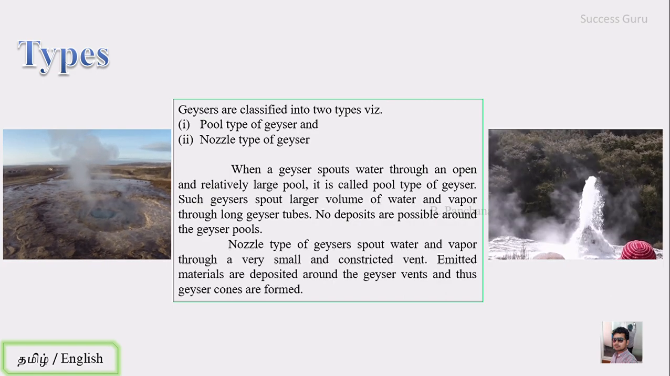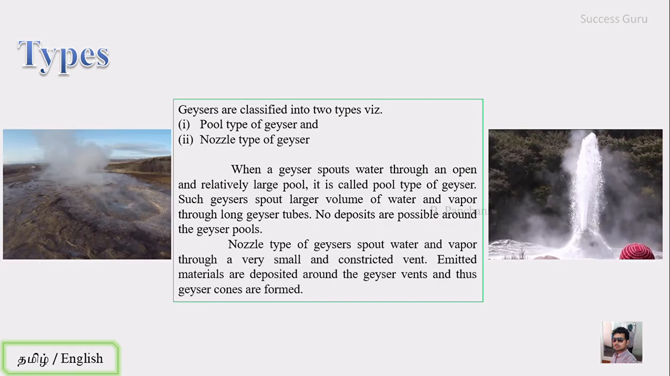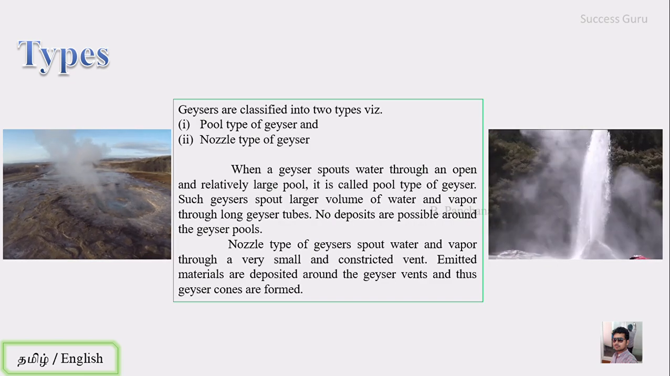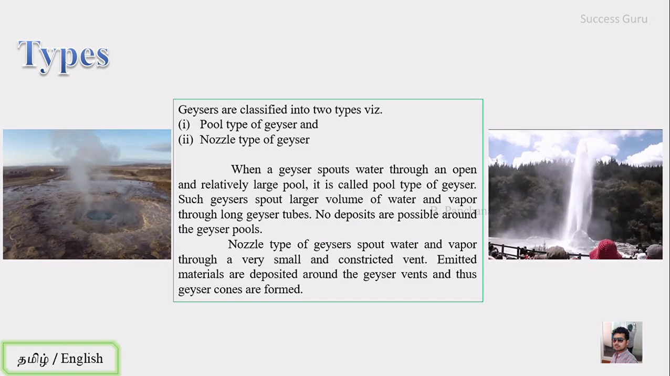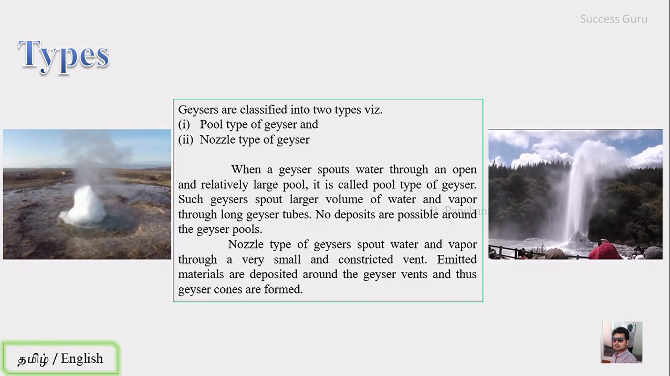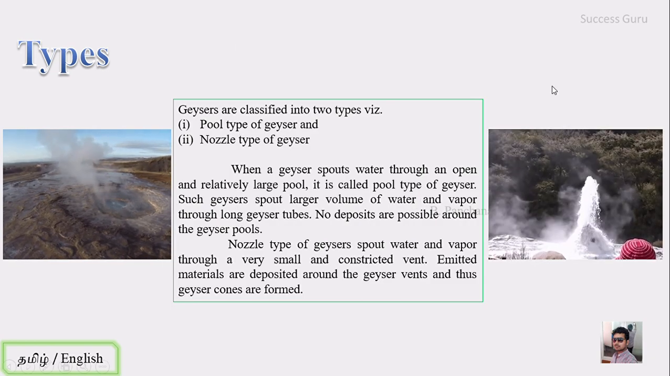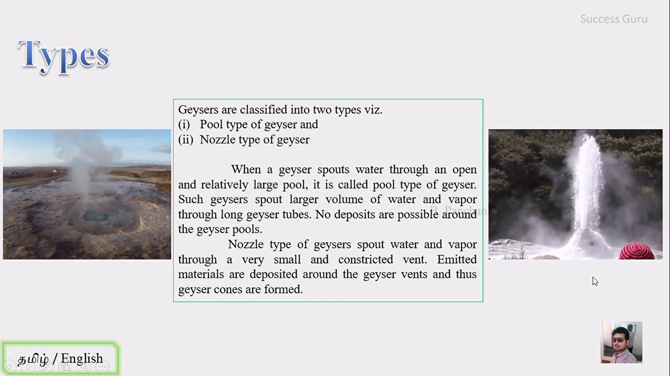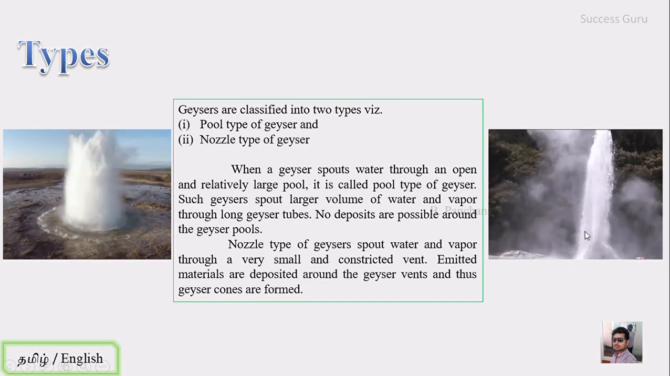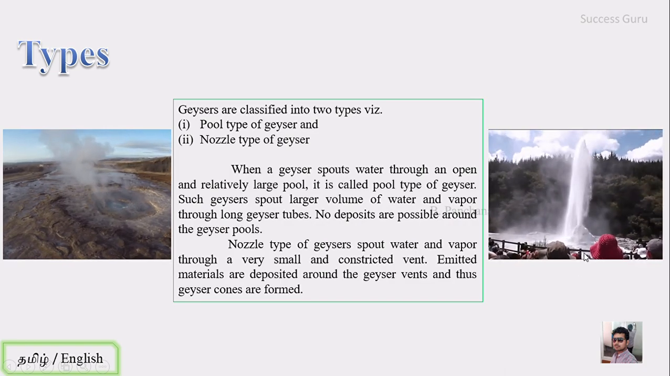Whereas in nozzle type geysers, water and vapor spout through a very small, concentric vent, and the emitted material is deposited around the geyser vent, and thus geyser cones are formed. So when the opening is small, the material that comes along with the geyser is deposited around it, and that is why the nozzle is formed. The nozzle material around the geyser is formed from the geyser itself.